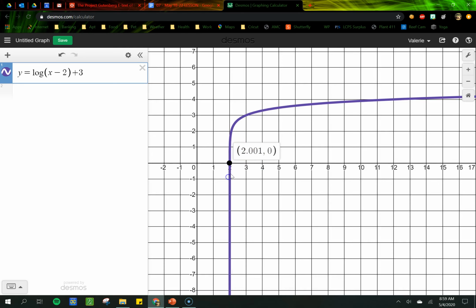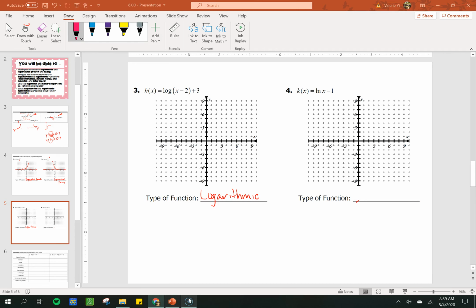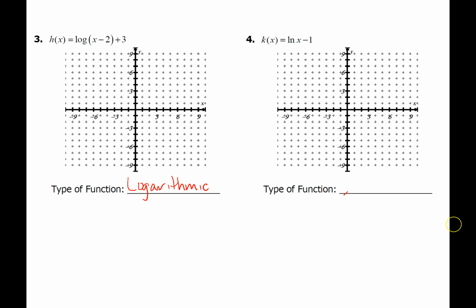And as we get further along, see how it says it's undefined? That's because it's not actually touching the 2. It's just getting really close to it. So on our graph, we have a vertical asymptote at 2.